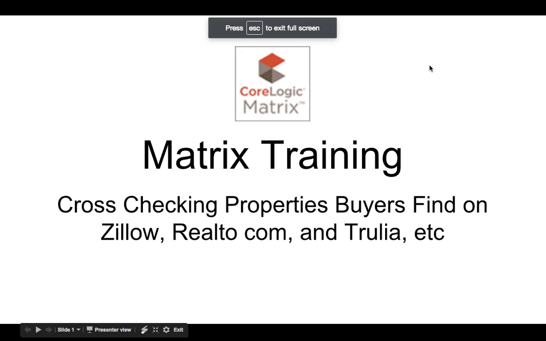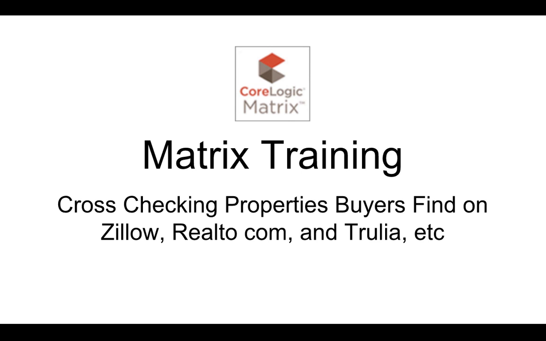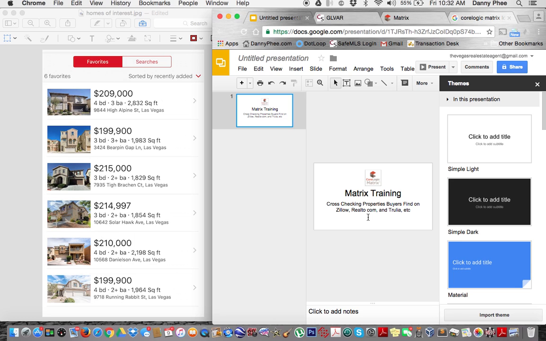All right, so today we're going to be talking about how to cross-check properties that buyers find on either Zillow, Realtor.com, and Trulia. This happens quite a bit, as a matter of fact. We'll set up a custom search as a realtor for a potential client or a current client, and they'll end up going on Zillow, Trulia, Realtor.com, any one of these major listing search portals to do their own research, and rightfully so. I mean, there's a lot of information out there.